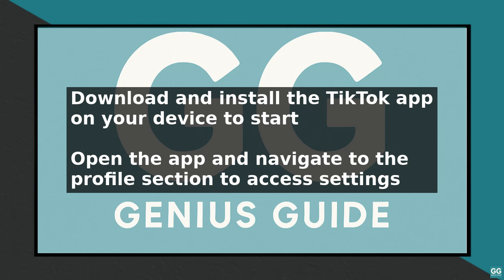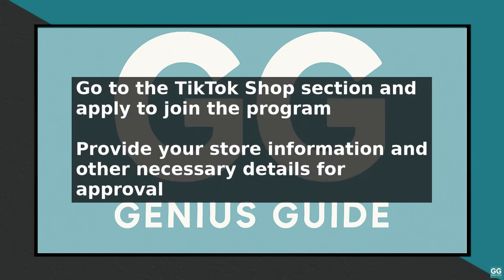Next, go to the TikTok Shop section and apply to join the program by providing your store information and other necessary details. Wait for approval, which may take a few days. Once approved, you will receive an email with instructions on how to set up your affiliate account. After setting up your affiliate account, you will be given a unique affiliate link to share with your followers.